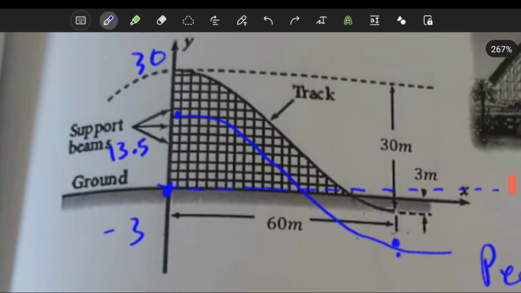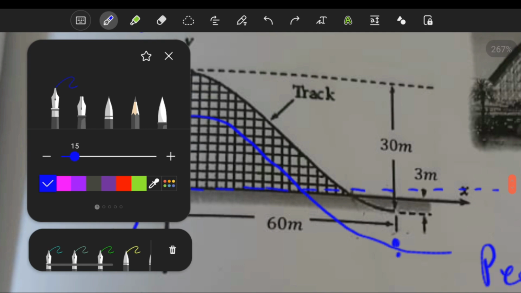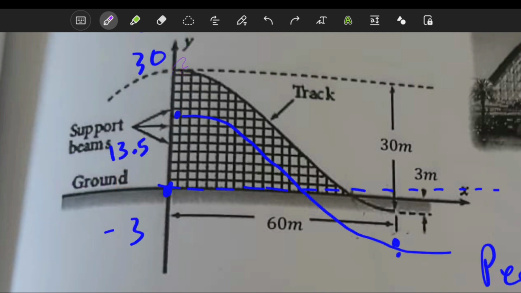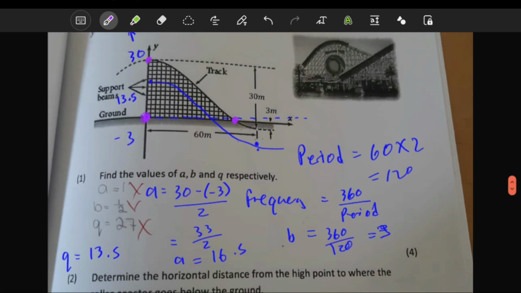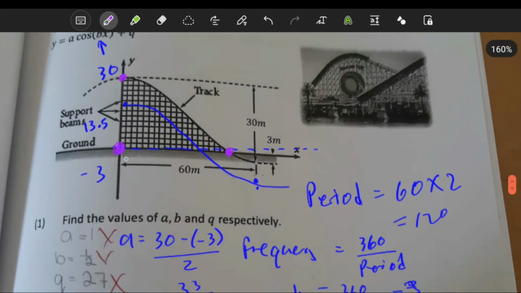Oh, okay. I get it now. What they mean is, firstly, this is the high point, and this is its x value. This is the point where the graph goes below the ground. So if they say determine the horizontal distance from the high point to where the roller coaster goes below the ground, it means they want this distance here, from here up until the point where the graph goes below the ground.